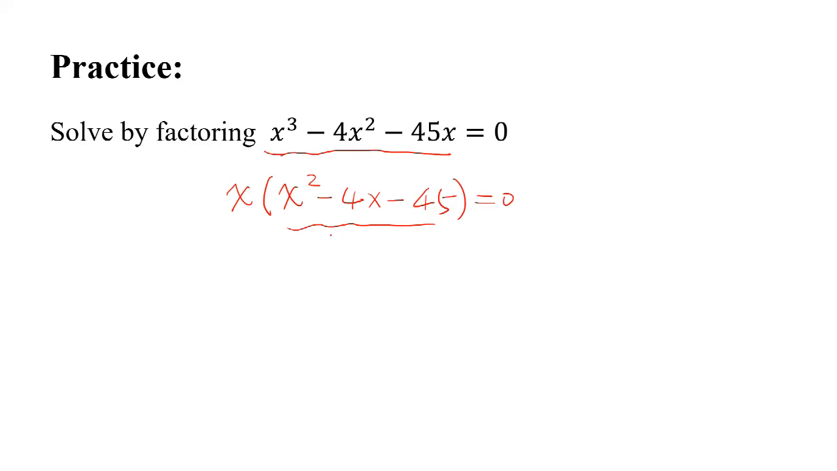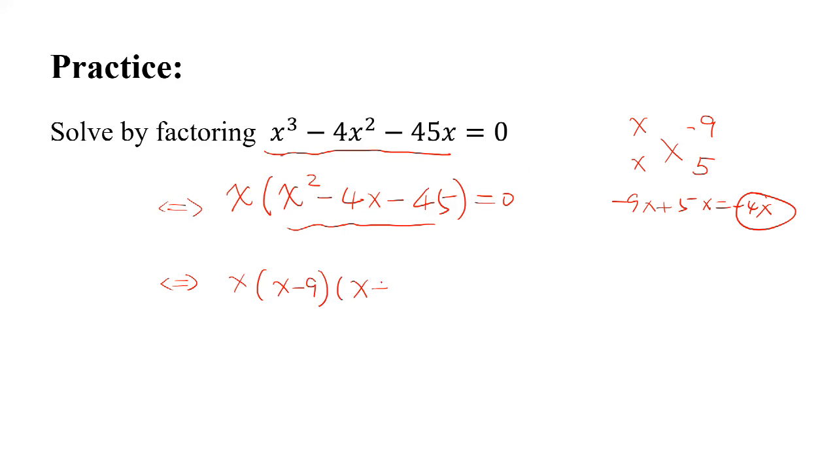And then we can factor this quadratic expression using the cross product. So for x and x, you can put a -9 and 5 here. So -9x plus 5x is -4x, which is exactly the term in the middle. So this is equivalent to x times (x minus 9) times (x plus 5) equals 0. And then you can see that the zeros are x is 0, or x is 9, or x is -5. There are 3 solutions, right?